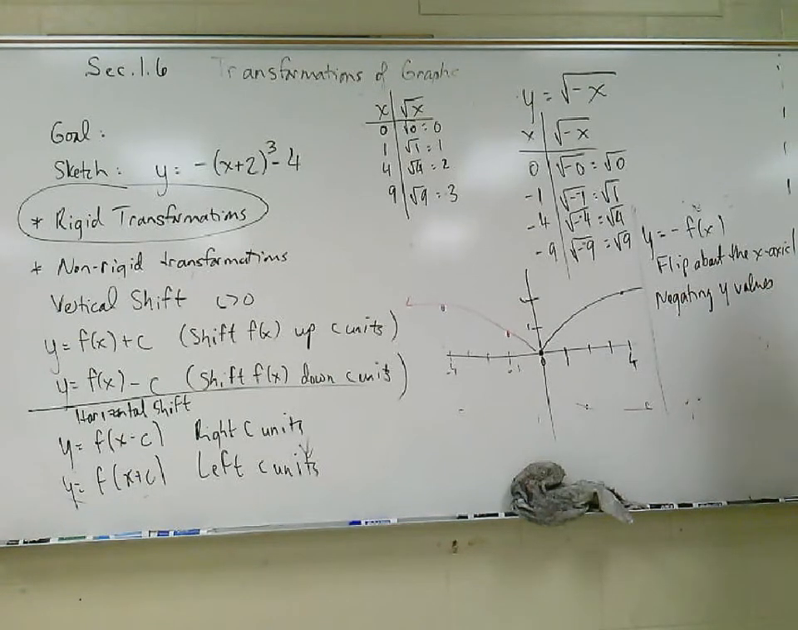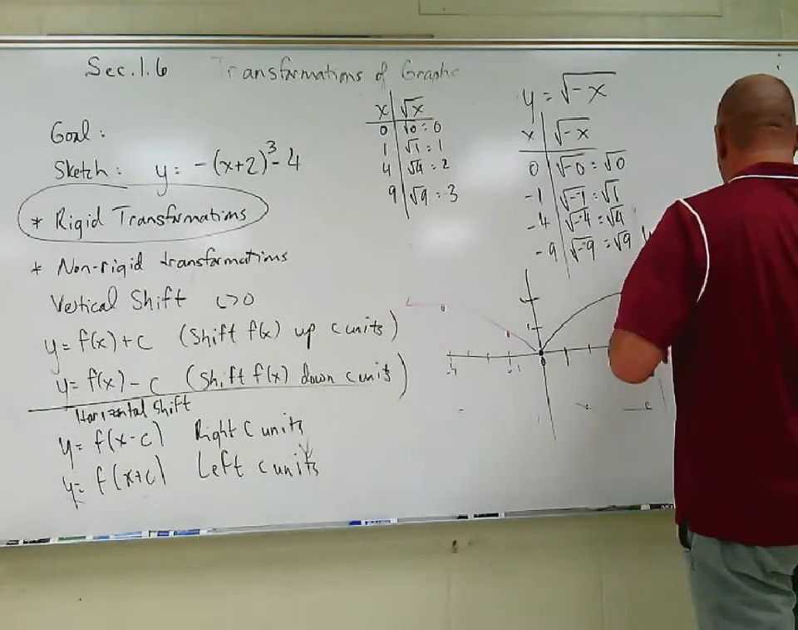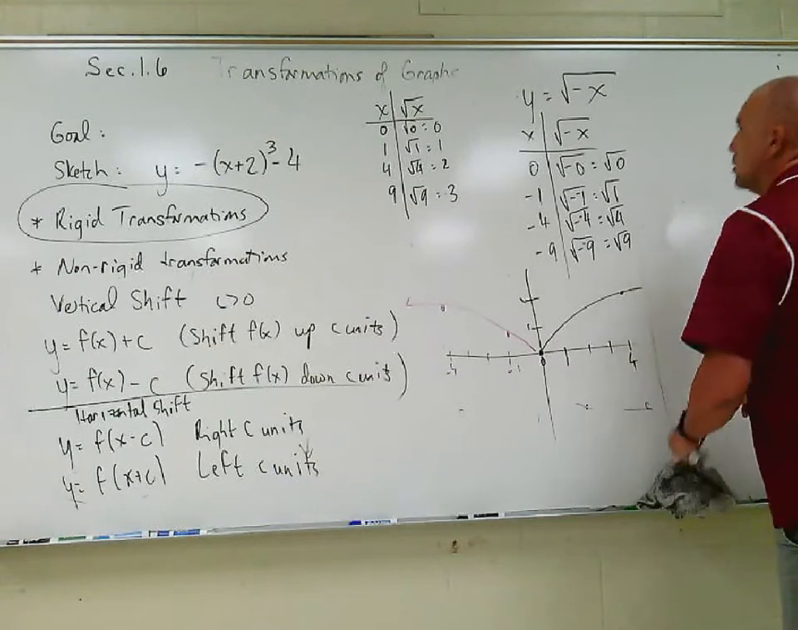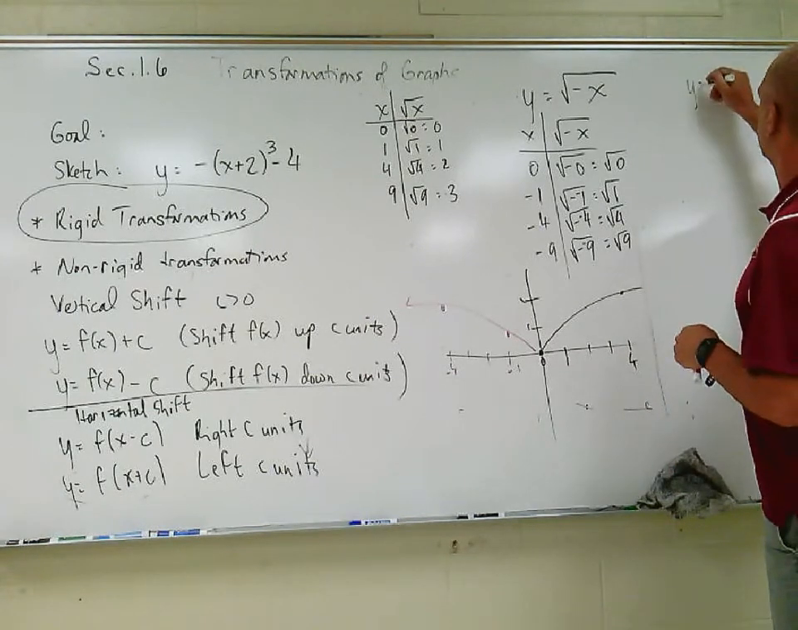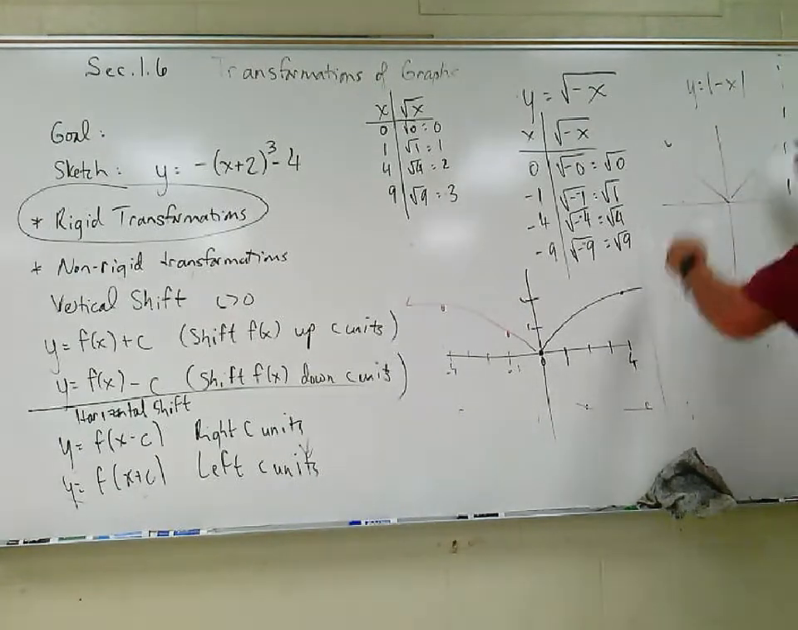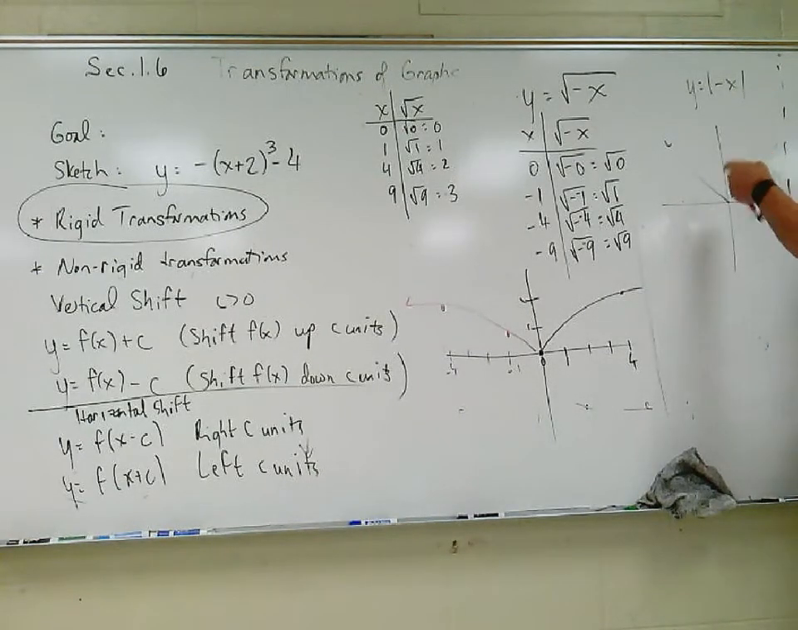Now, I picked this one on purpose. Is it possible to flip about the y-axis and not see a change? Yes. Can you give me an example? Very good. Because the absolute value graph, if you have this, you're not going to see anything. If you flip it about the y-axis, you get the same thing. And absolute value of negative x is the same as absolute value of x. You get the same answer. So you won't see a change.